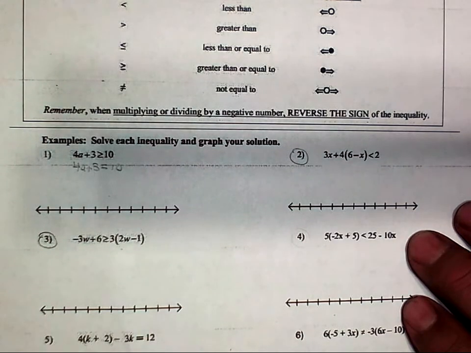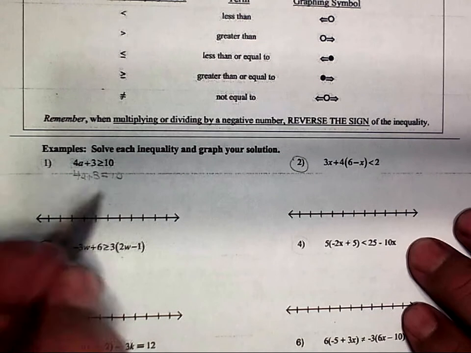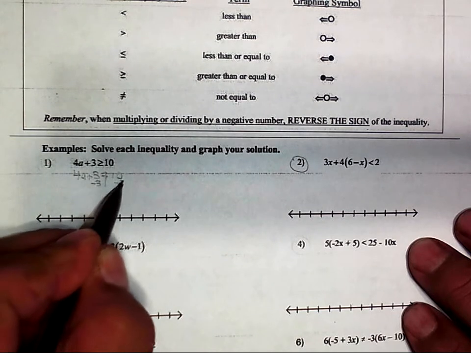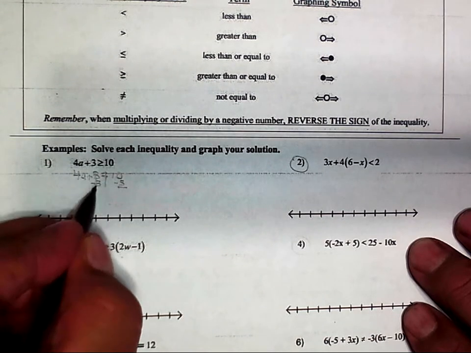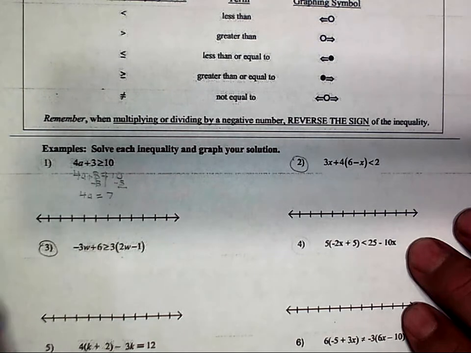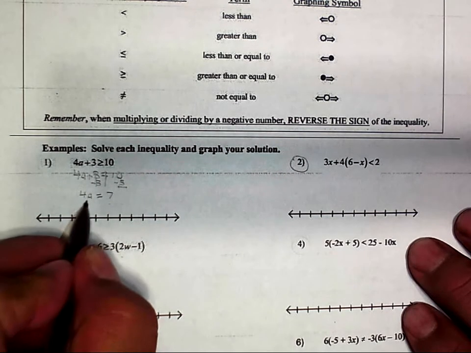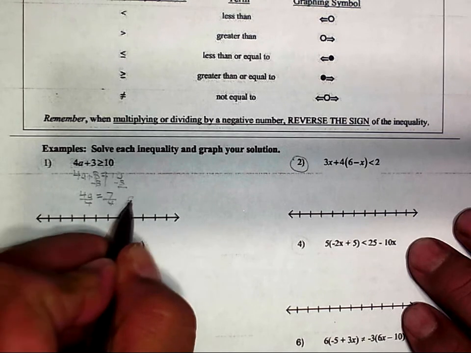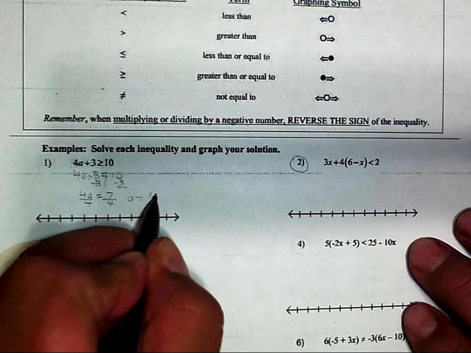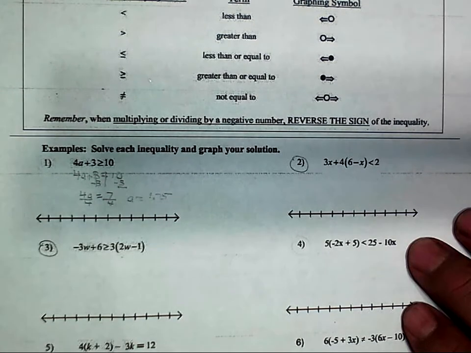This is a two-step equation. We get rid of the number farthest away, in this case 3. How do we get rid of it? Minus 3, minus 3. This cancels, and we have 4a is equal to 7. We want to solve for a, so we divide by 4 because we're multiplying. So a is equal to 7 fourths, or 1.75 if my calculations are correct.